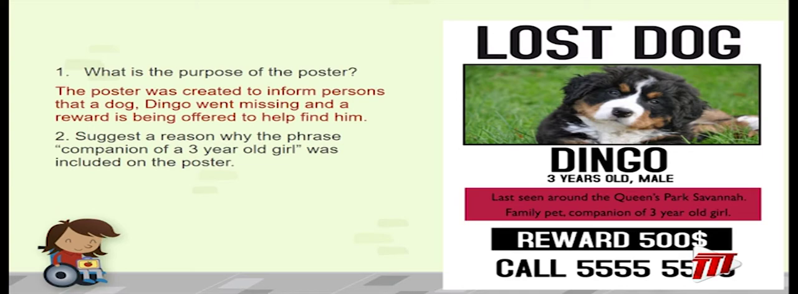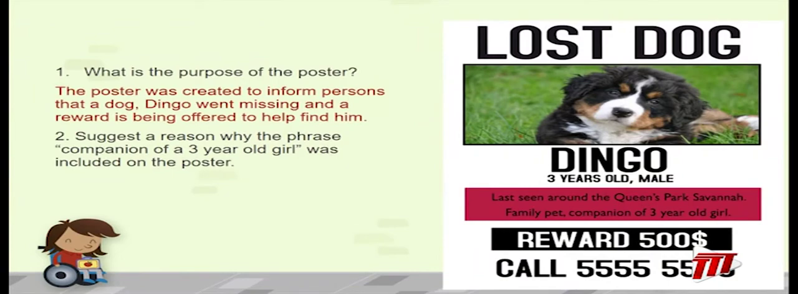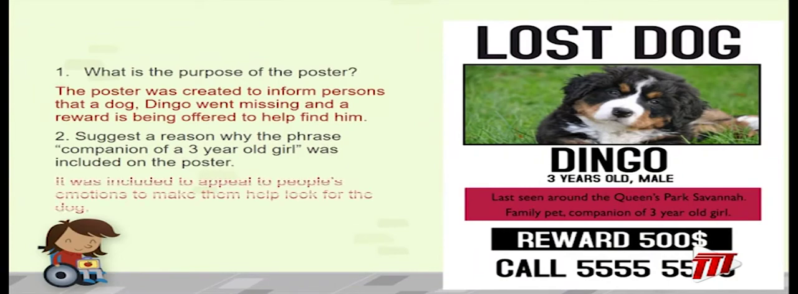For our second question, remember, I asked you to consider how you would feel if you had lost your dog. What would you do to encourage persons to help find the dog? So the phrase "companion of a 3-year-old girl" was included in the poster to appeal to people's emotion to make them help look for the dog. Congratulations, you did well. I'm sure you got both questions correct.